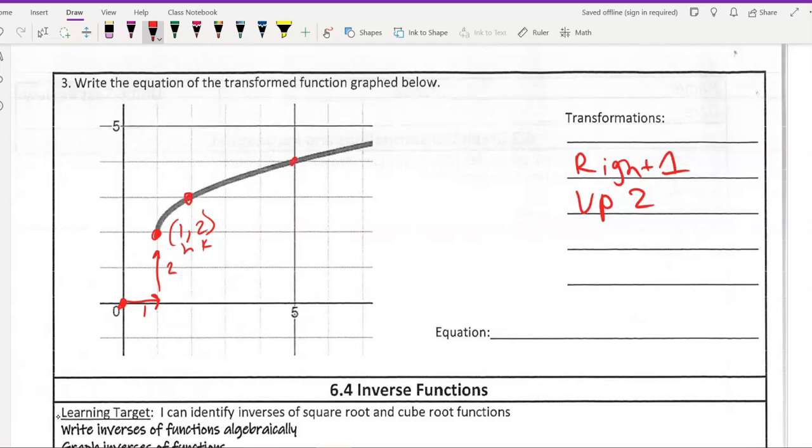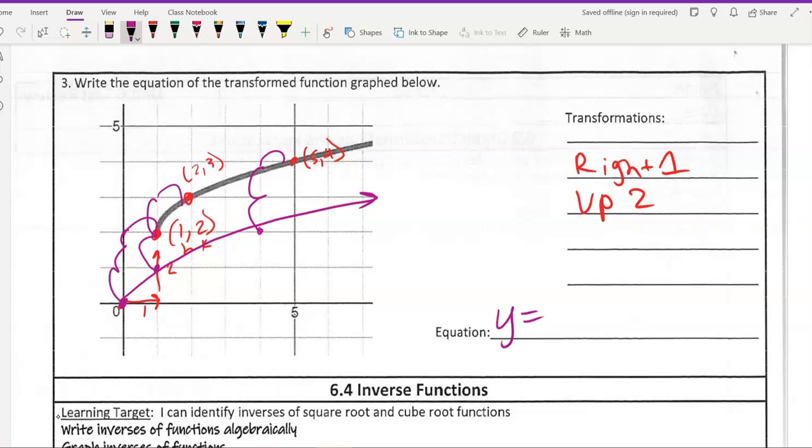Now, if I look at these other points, they haven't been stretched or shrunk at all. So here, this point is at 2, 3, and this is at 5, 4. Now, our original graph started here at 0, 0, 1, 1, 4, 2, and all of these points have moved up 2 and to the right 1, 2 to the right 1, up 2 to the right 1. So those are the only transformations that are happening here.